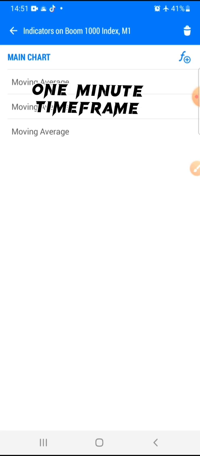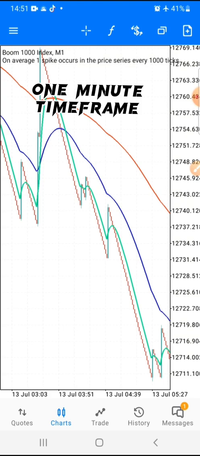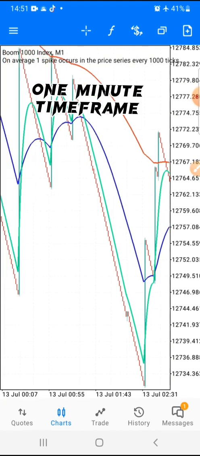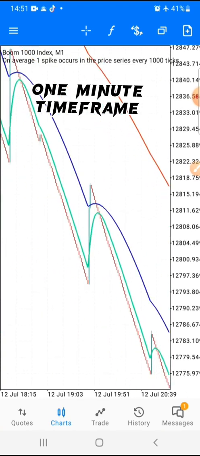We have 3 moving averages. Those who have watched my videos on how we can use the triple exponential to catch spikes are quite familiar with these lines, these moving averages. So today our focus is on how we can use the triple exponential moving average to scalp the market.